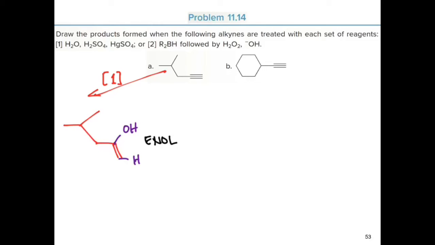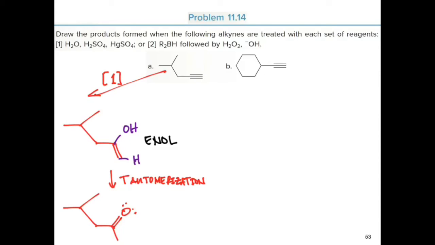So here's the formation of the enol. Again, the hydroxy group is bonded to the more substituted carbon atom, and then the hydrogen to the less substituted carbon. And again, the enol is not very stable, and so it gets tautomerized to form the ketone. And again, the ketone has the carbonyl group that's bonded to the more substituted carbon atom.